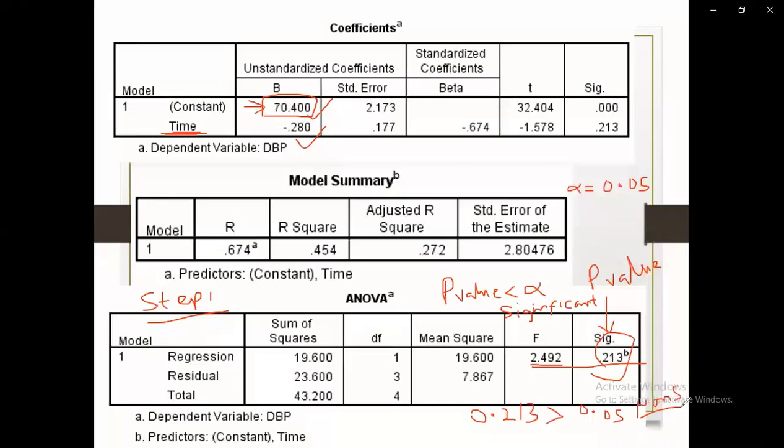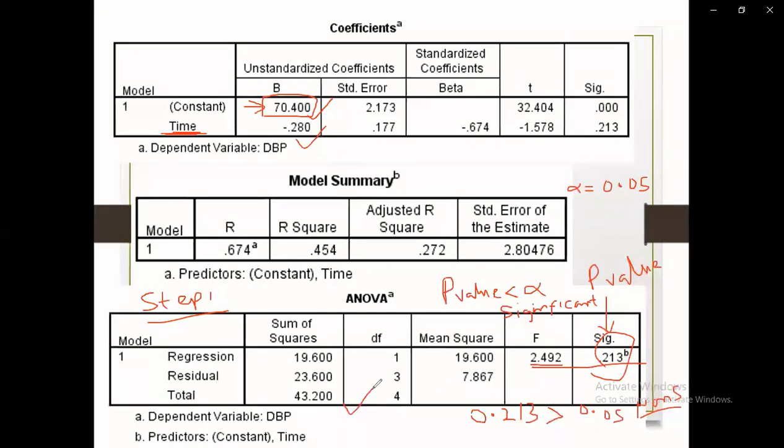Your predictors are not relevant toward the prediction of the diastolic blood pressure. In other words, time is not relevant toward the prediction of what? Diastolic blood pressure. Good. So that is for the interpretation of our ANOVA table.